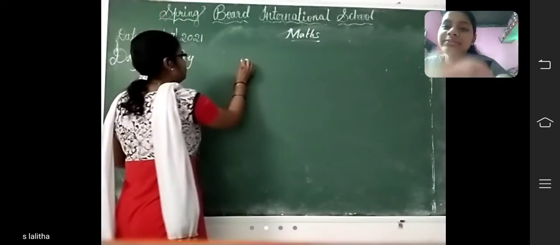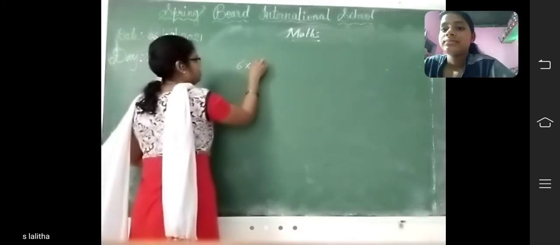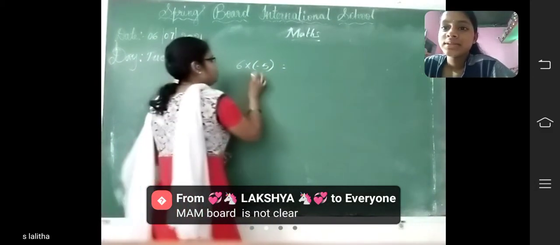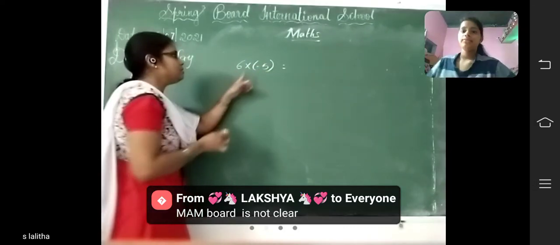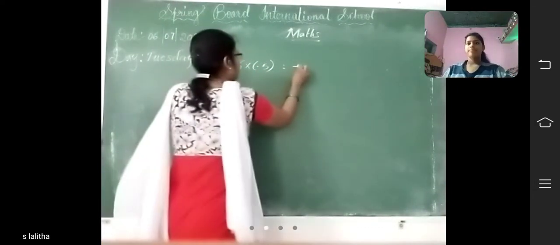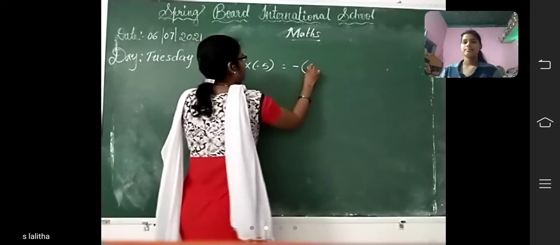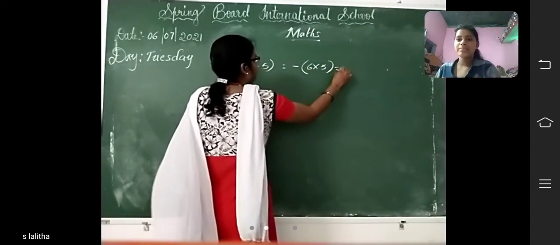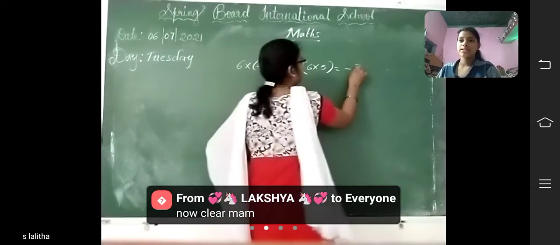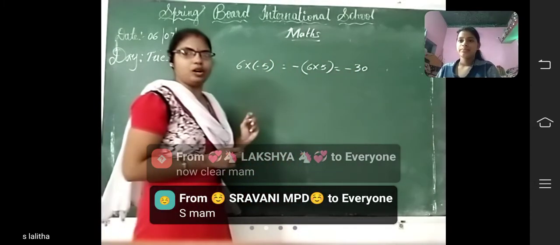So in the example, what you should do is 6 into minus 5. Here minus is there, no? This minus will move to here. So minus of 6 into 5. Now minus 6 5s how much? Minus 30. Did you understand, children?